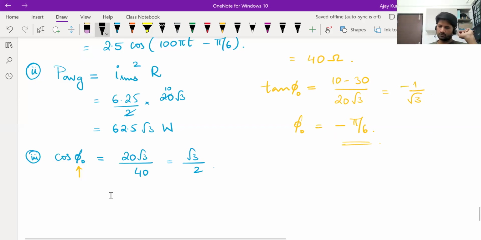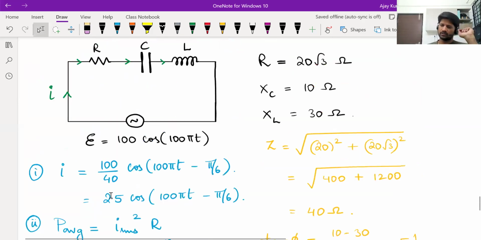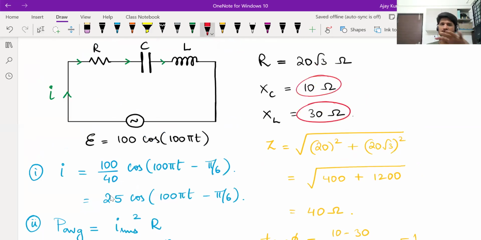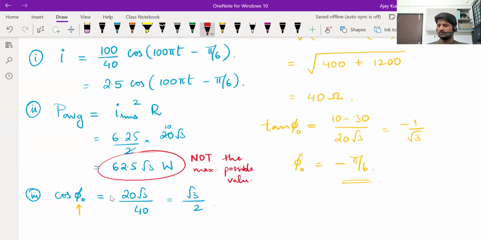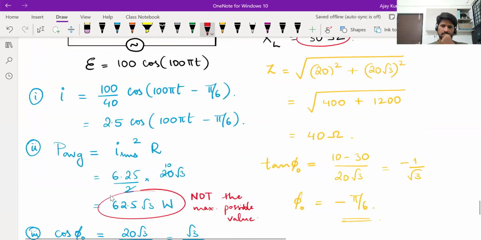Okay. So see, you are given XC, XL values here. They are clearly different, which means the circuit is not in resonance. And when the circuit is not in resonance, the power dissipated is not the maximum possible value. This is not the maximum possible average power. We can increase this further also by changing XC, XL values. Fine.